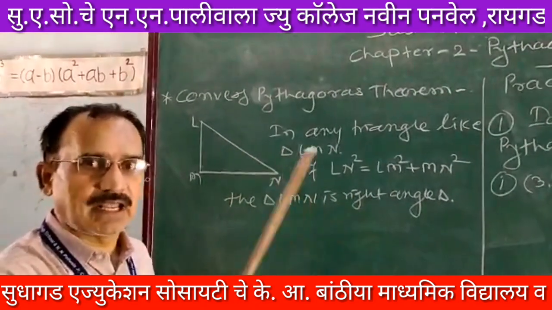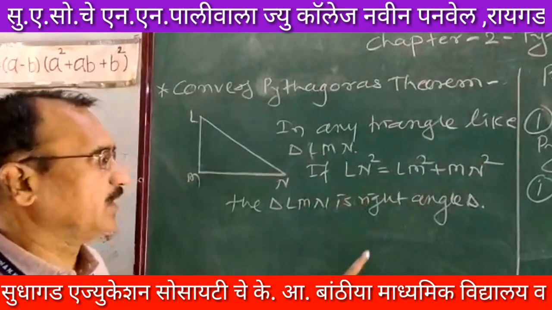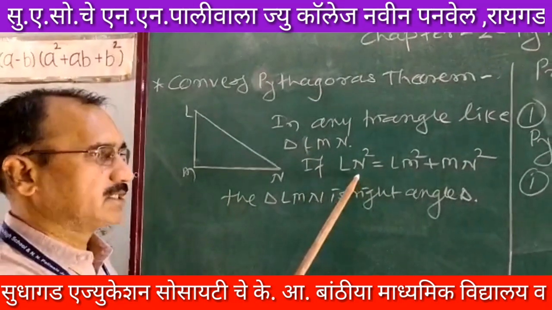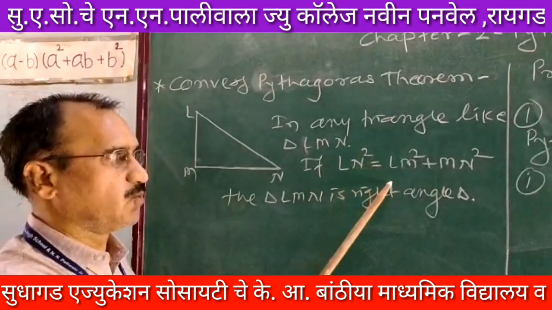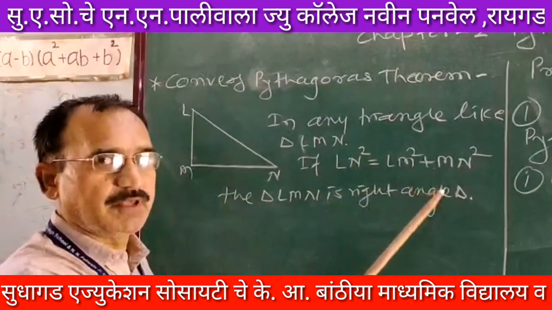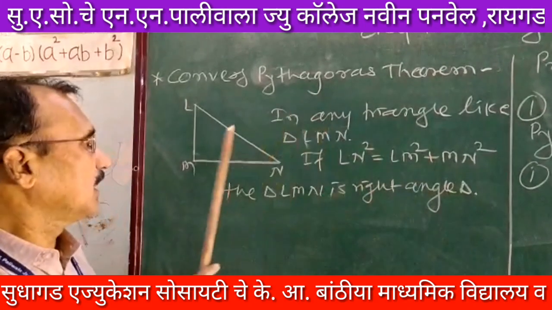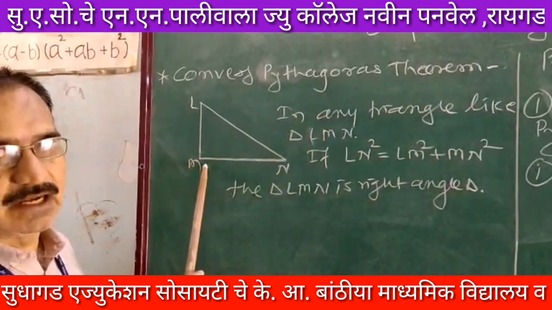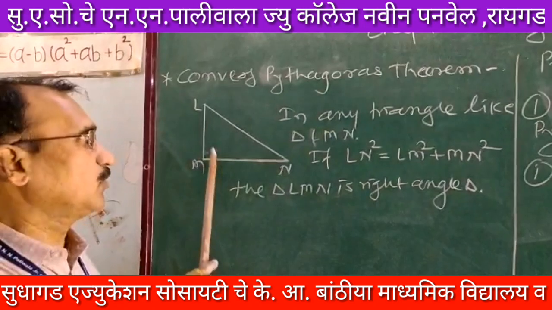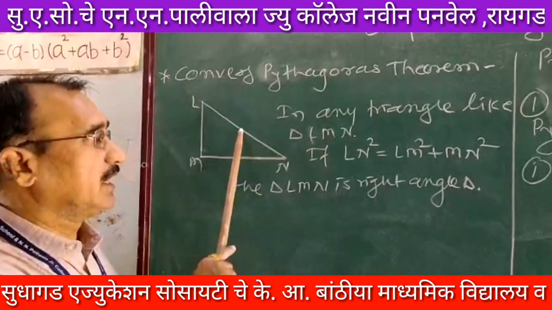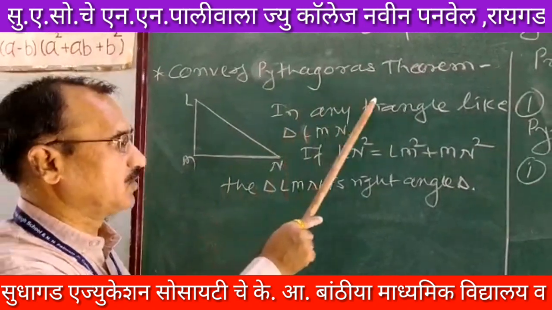And if the triangle is a right angle triangle, then we can write that the square of the hypotenuse is equal to the sum of the squares of the remaining two sides. But it is the hypotenuse only if the angle is 90 degrees, then and only then this is the hypotenuse, and therefore this is the converse of Pythagoras theorem.